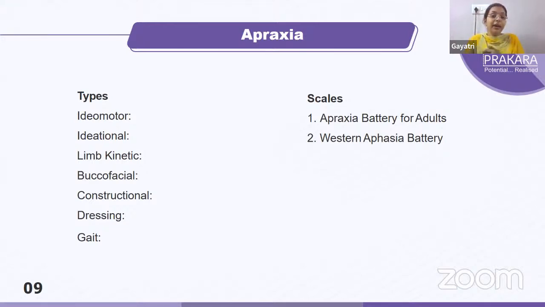This is limb kinetic apraxia, wherein the patient cannot do these things, where the involuntary movements of the limbs do not happen. Correct? Now, if you have to tie your shoelace or if you have to wear your shoes, after your right shoe, you'll go for your left shoe, definitely. No one has to tell you that.